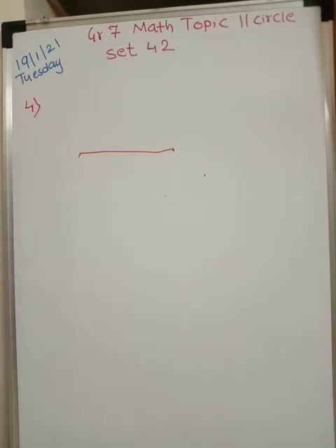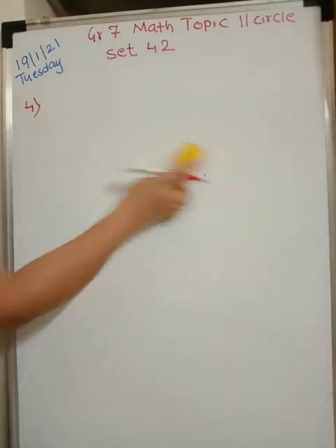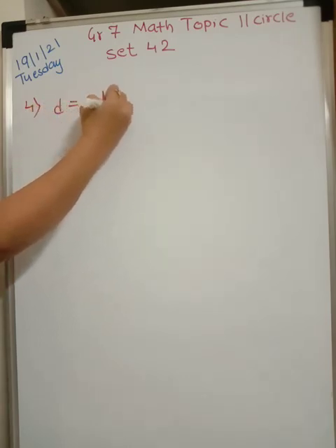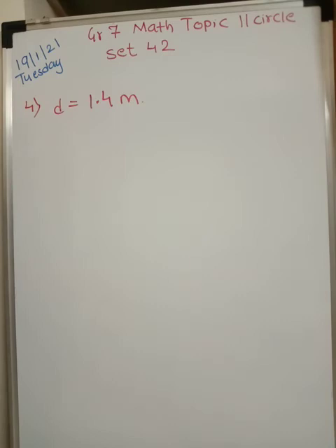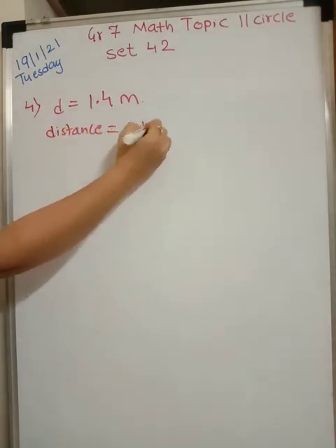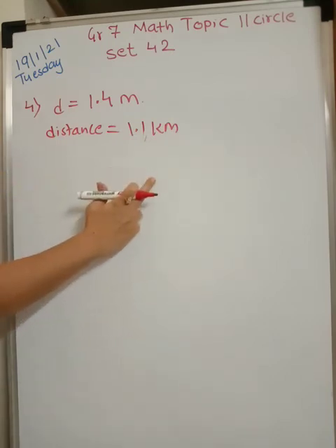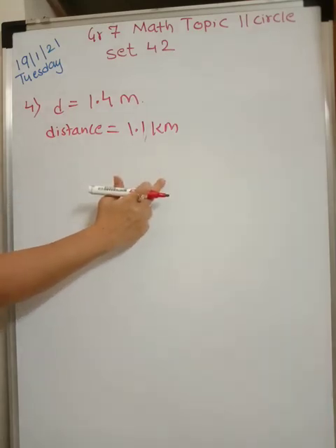Let's go for it now. See what the problem says. Wheel of a bullock cart has a diameter of 1.4 meters. So let us first write diameter is given as 1.4 meters. How many rotations will the wheel complete as the cart travels a distance of 1.1 kilometers? Now what I said, in one rotation the distance traveled is equal to the circumference. One rotation distance traveled is as good as circumference.